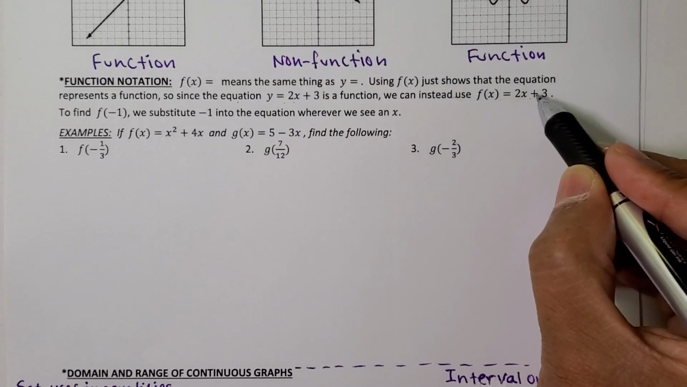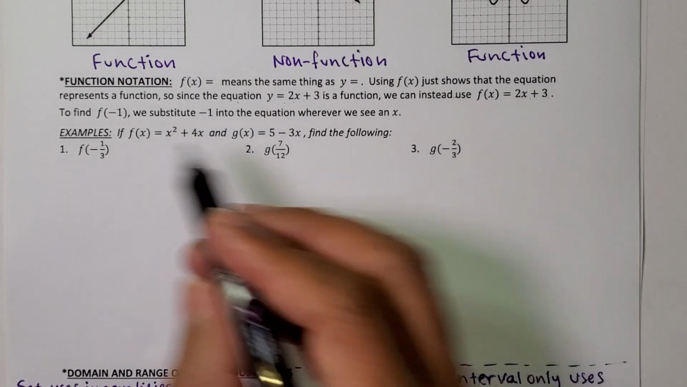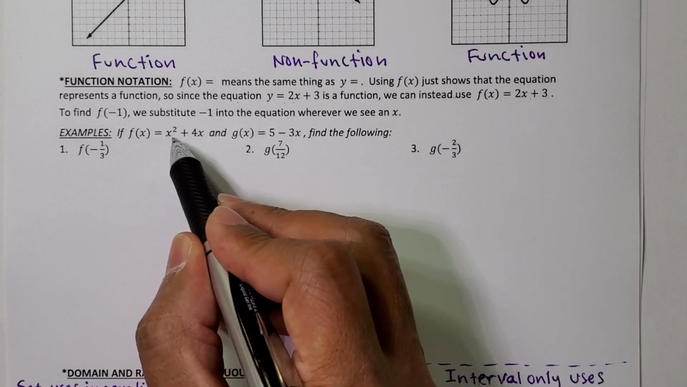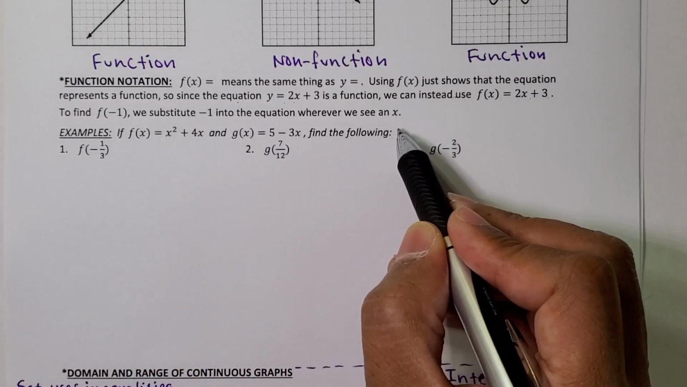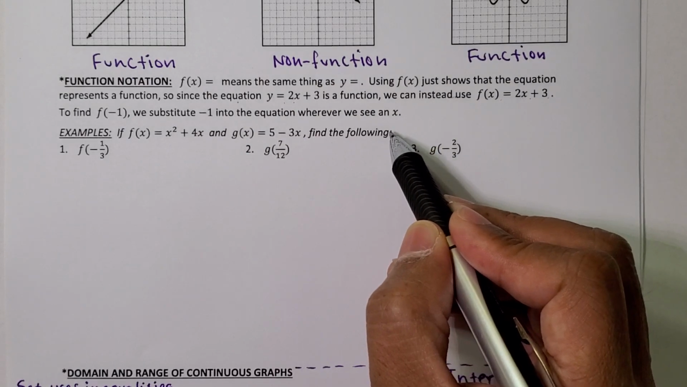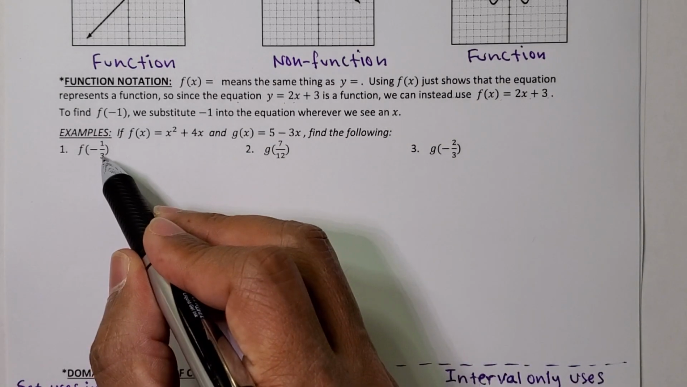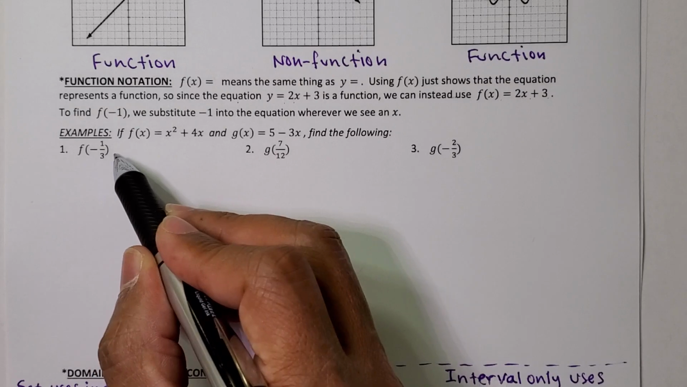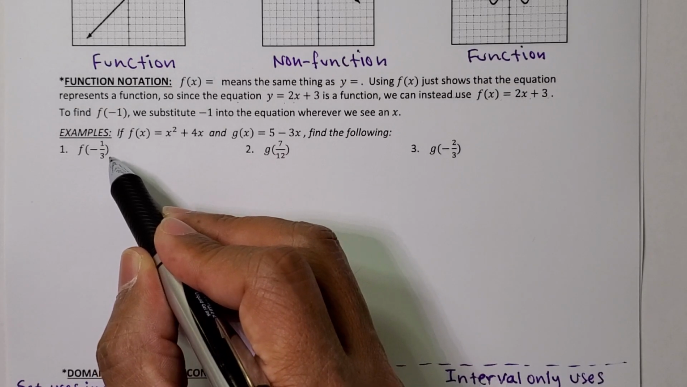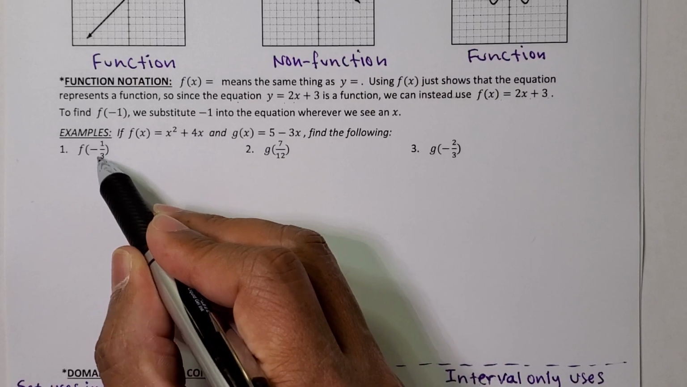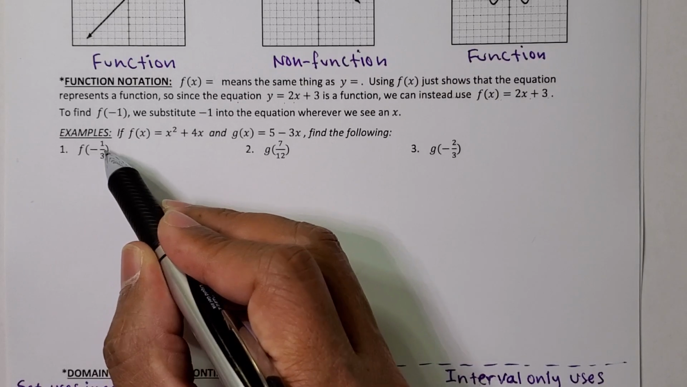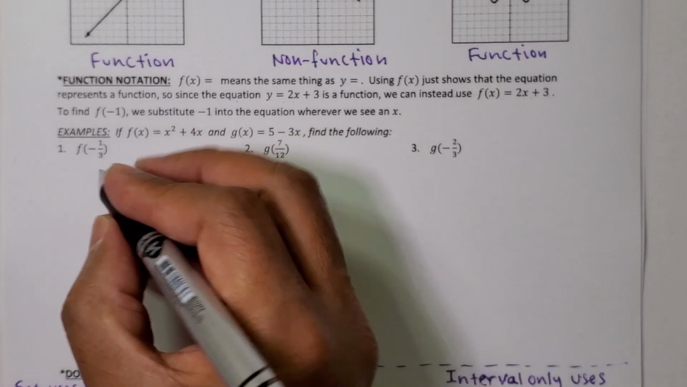Okay, so let's see how this works on the following examples. So examples, if f of x equals x squared plus 4x and g of x equals 5 minus 3x, find the following. So what I need to do here is they're giving me the coordinate for x and they want me to find the coordinate for y. So once I'm finished, I should have the x coordinate that I'm given, and I should be able to find the y coordinate. Okay, so let's get started with this example.